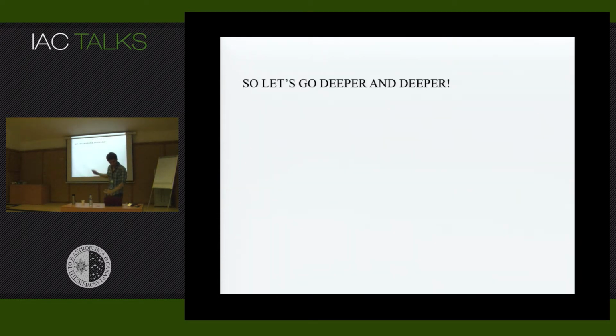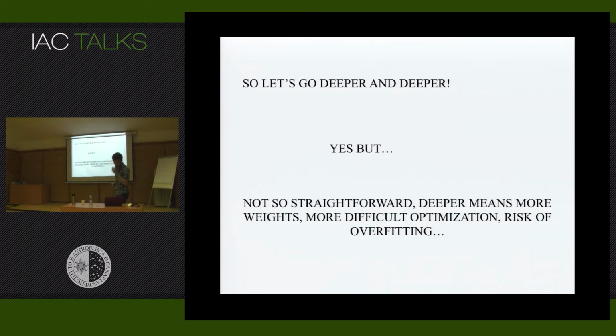So again, if we can do more complex, go deeper and deeper. But if you go deeper and deeper, it's not so trivial. Deep learning is not a matter of adding layers, because if you add layers, you add more weights. It's also more difficult to optimize, remember, you are trying to find the minimum of a complex function. If you start adding weights one after the other, you have a very complex network function that you need to minimize. It's not trivial. And again, you have the risk of overfitting.